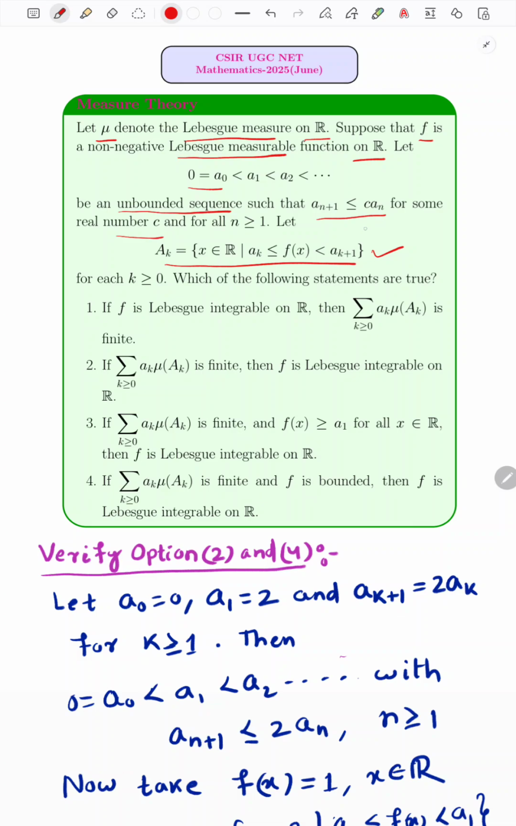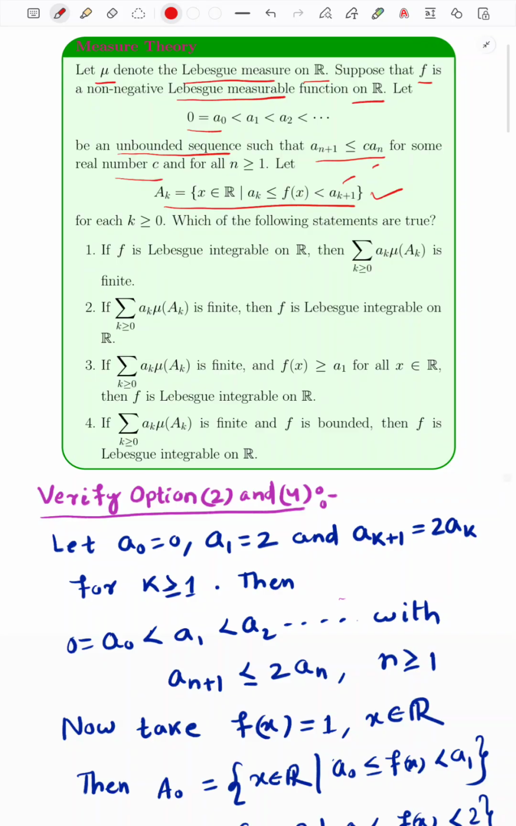Why? Because A_k is nothing but the inverse image f inverse of the closed interval a_k and open interval a_{k+1}. And we know that every interval, whether open, closed, or half open, half closed, is a measurable set. Since our function f is measurable, it pulls a measurable set to a measurable set. So the f inverse of this set is also measurable, and this set is nothing but A_k. So every set A_k is measurable. Okay, I hope this concept is clear to you.